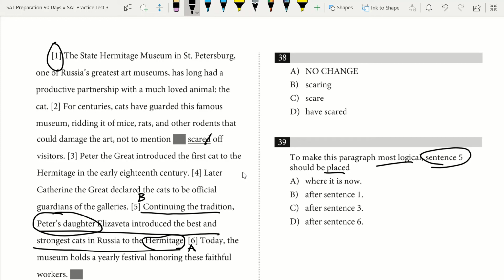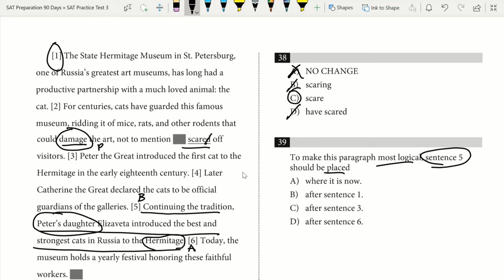So how did I find that? Well, I used this damage here. This is telling me that I'm in the present tense. Damage art, scare off visitors. So I want to maintain tense. A great way to find out which tense you're in is just to look for other verbs in the same sentence or in the previous sentence. So in this case, I saw damage right here. That was a verb. I just matched the tense over here to scare. So we want to make sure we're matching tense within sentences.